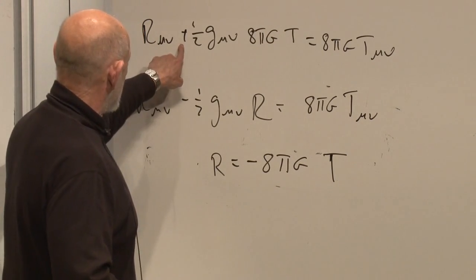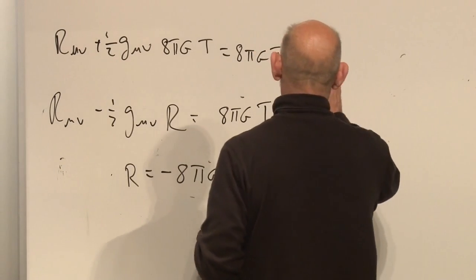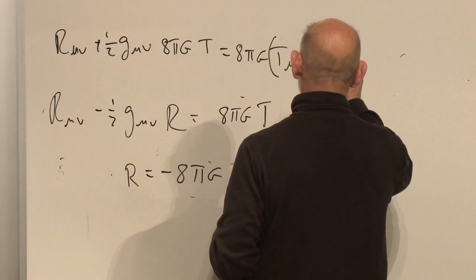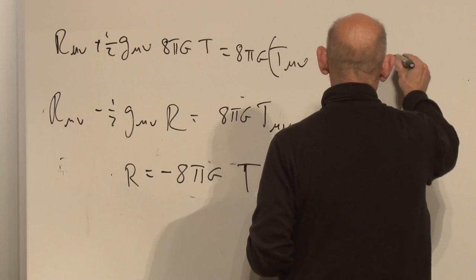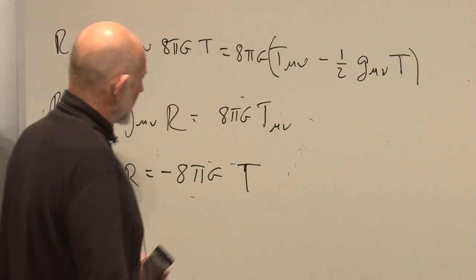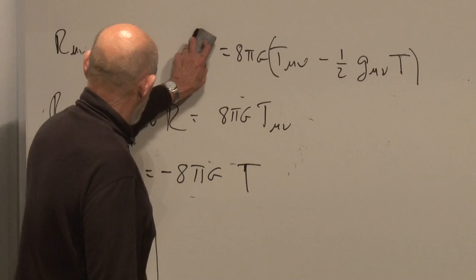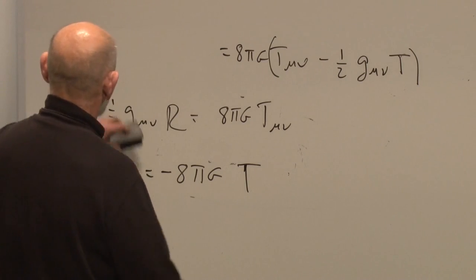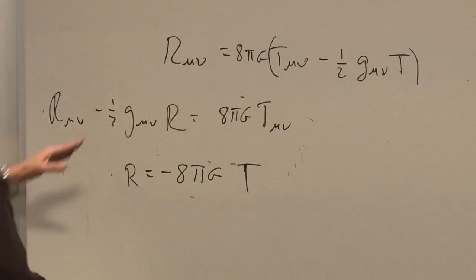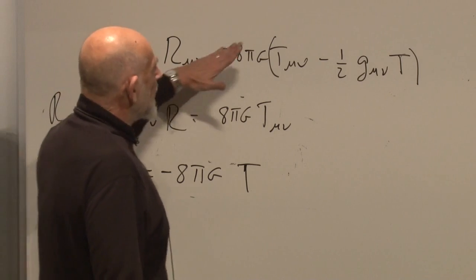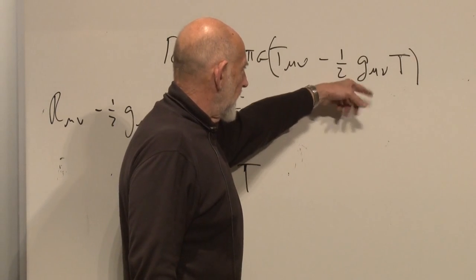This was a plus sign here, huh? So we get 8 pi G multiplies T mu nu minus 1/2 g mu nu T, where T is gotten by contracting. Right, so here's what we get. In other words, Einstein field equations can be written with R mu nu on the left-hand side, but on the right-hand side, you have to compensate by subtracting 1/2 g mu nu times T.